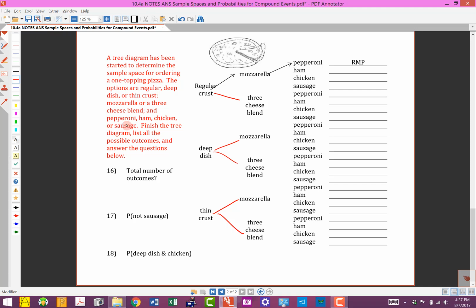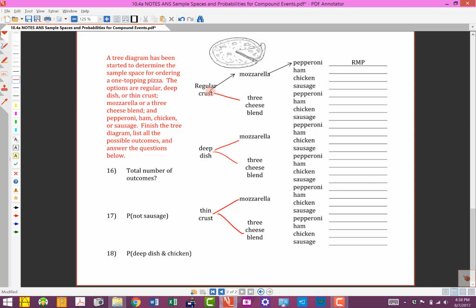So let's see if we can diagram this, because it says finish the tree, list all the possible outcomes. So here's going to be the list of all the possible outcomes. In other words, another name for the sample space. And then they want us to say how many outcomes there are and compute some probabilities. Now, you might be able to count the lines here and you could get the answer to number 16, but I don't think that's the point here. So let's take a look here.